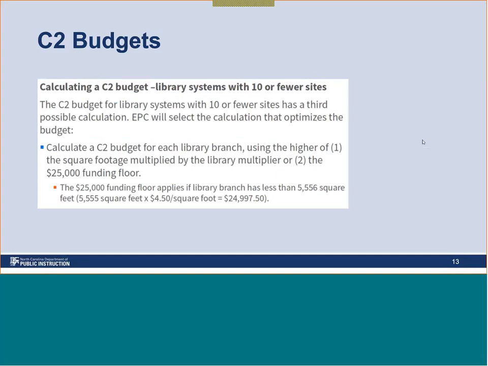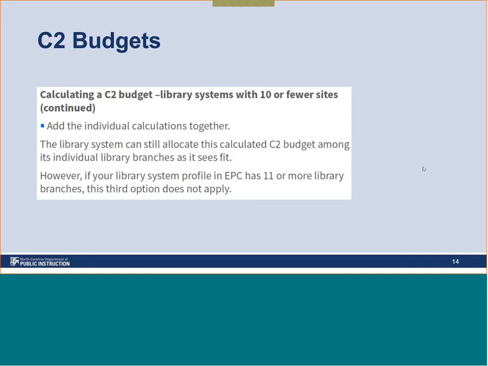The $25,000 funding floor has associated with it 5,556 square feet. Because at 5,555 square feet, your total budget would only be $24,997.50. Between the three of us, we could probably scrape 2 quarters together to get you to 25 grand, but take USAC at its word. Take the funding floor.